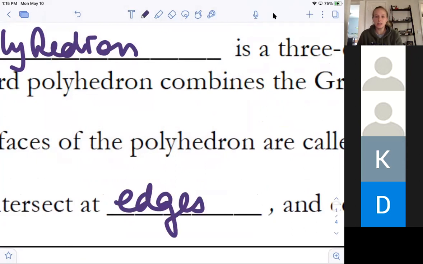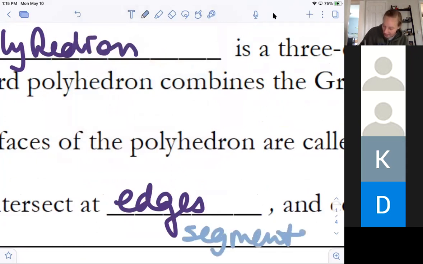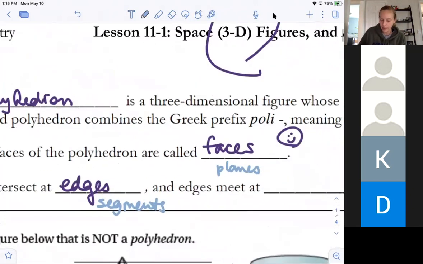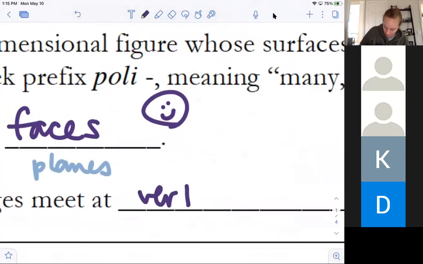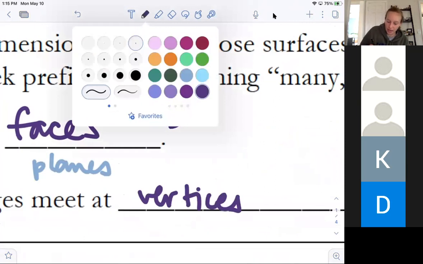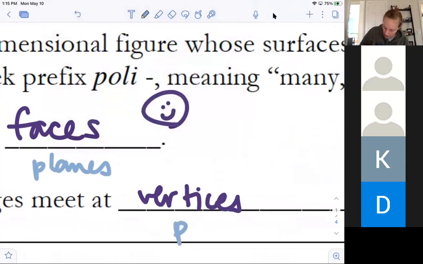It's like a tissue box. It connects at the edge of the tissue box. I don't own any tissue boxes in my house, so this is kind of awkward. You can think of edges as segments. We don't call them lines because they end. Like the tissue box ends. It doesn't go on and on forever. And then edges meet at what we call vertices. Another thing to think about for vertices, those are like points.